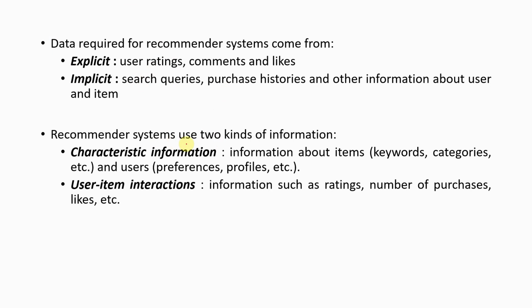The recommender system generally has information of two kinds. One is called characteristics information and the other is user-item interaction. What is meant by characteristics? That may be the information about the item, that is, the description of the item, its keywords, category, and so on. In the case of the user, it means the user profile, preference, their history of purchase and that information. And the user-item interaction contains information such as the rating given to the particular item by the user, how many times the user has purchased the product, and his likes and comments. So all of that is information about the user-item interactions.